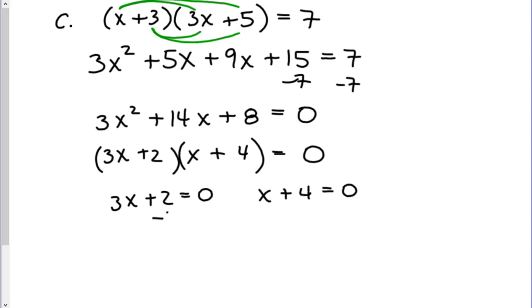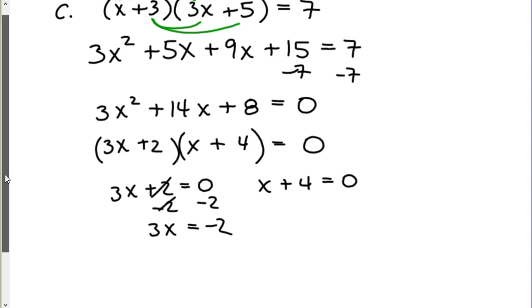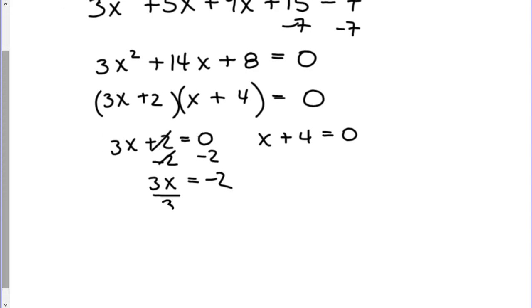So here, if I subtract 2 from both sides, I have 3x equals negative 2. And then if I divide both sides by 3, that cancels and leaves me with x equals negative 2/3. And over here, if I subtract 4 from both sides, I get x equals negative 4. And those are my solutions.